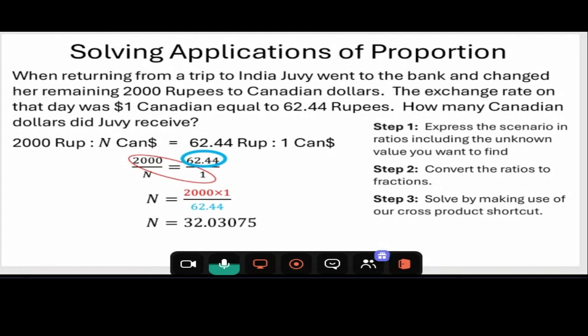And we get an answer of 32.03. And again, it didn't tell us how many decimal places, but we're talking about Canadian money here. So I think we can assume $32.03 or 32.03 Canadian dollars would be what Juvie would get from the bank when she goes to do that exchange.